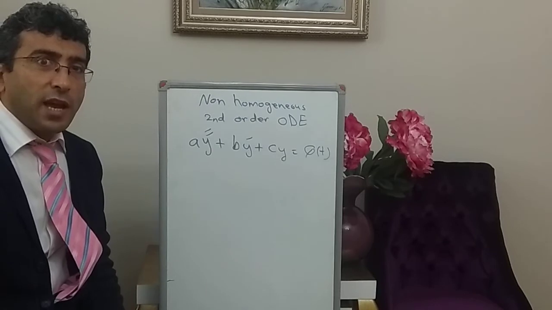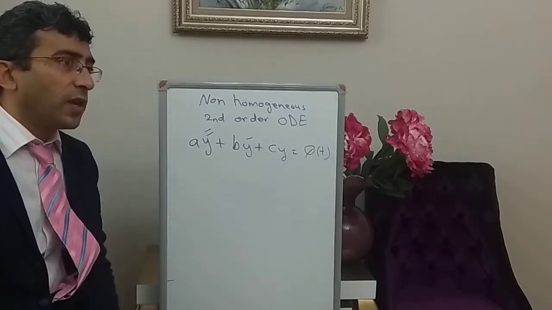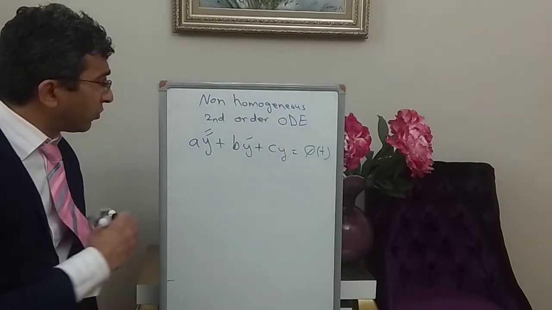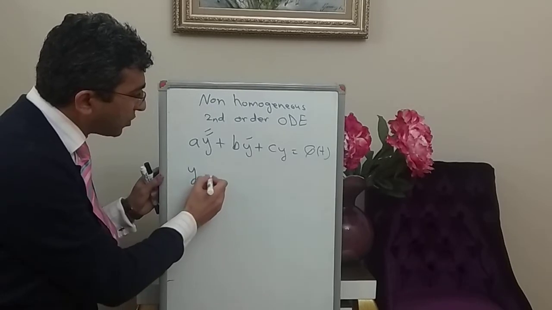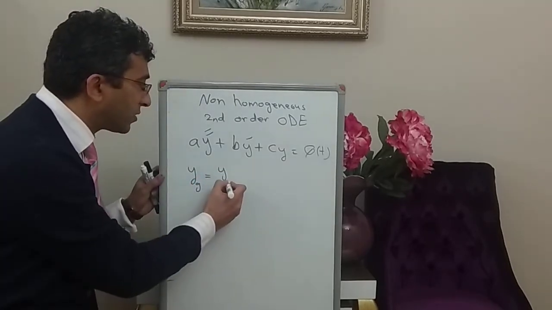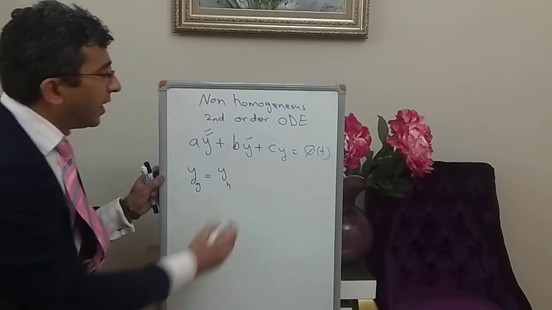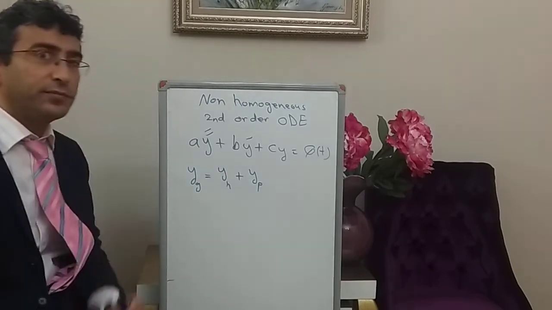To solve this type of equation, the right-hand side is no longer zero. So the general solution y is composed of two parts. The first part is what we call the homogeneous solution, and the second part is what we call the particular solution.